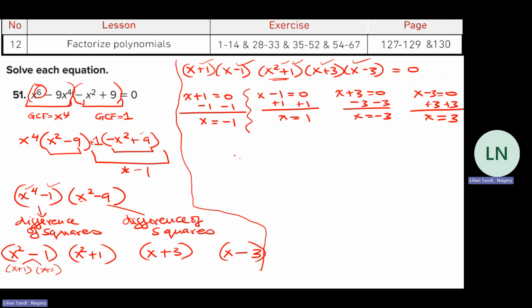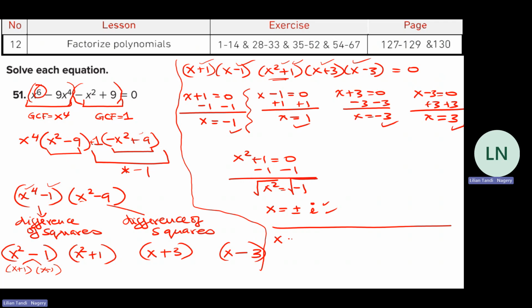Now let's do this one. x squared plus 1 equals 0. Subtract 1, x squared equals negative 1. Square root both sides, x equals plus or minus i. Okay? So how many roots? 1, 2, 3, 4, 5, 6. So there are your 6 roots. So you write them out: x equals negative i, followed by i, negative 1, followed by 1, negative 3, followed by 3. And you box your answer.